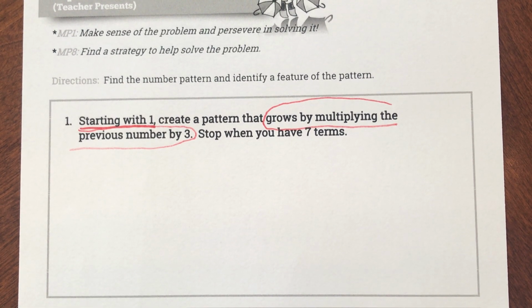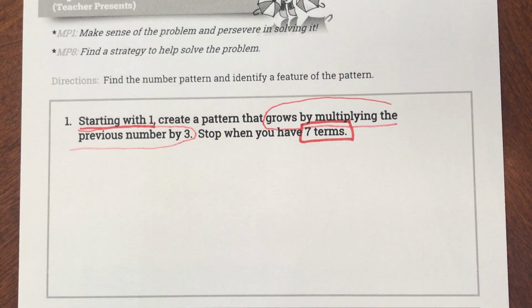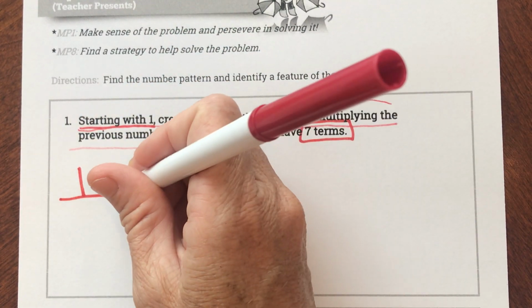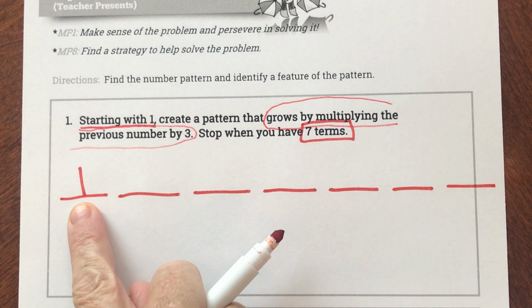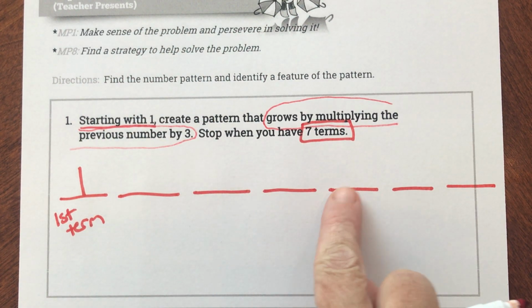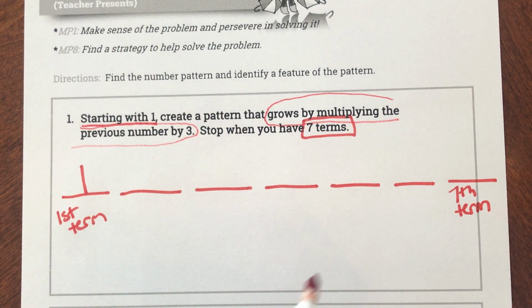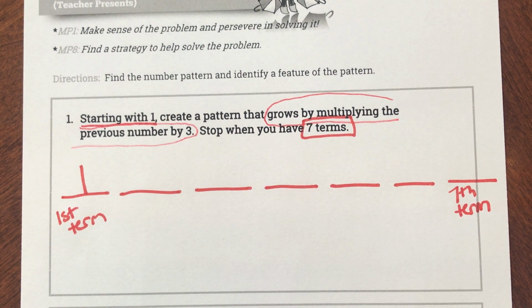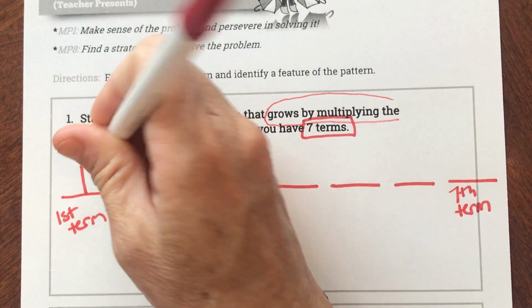It says box in the number of terms needed. Stop when you have 7 terms. So I'm going to start with number 1, but I'm going to have 1, 2, 3, 4, 5, 6, 7 terms. This is going to be my first term, 2nd, 3rd, 4th, 5th, 6th, and 7th, and I have to go until I have 7. My first term is going to be 1. Now my rule is grows by multiplying the previous number by 3, so my rule is times 3 each time.